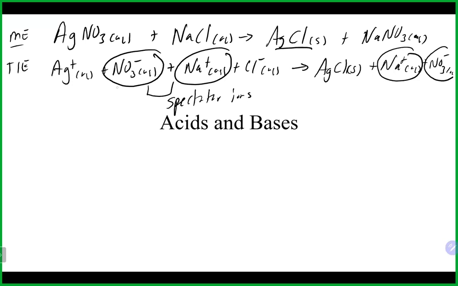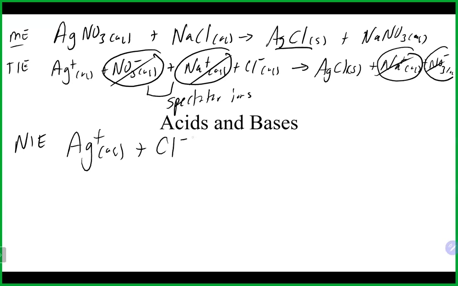And obviously we could cross these guys out, and that leaves us our net ionic equation, which in this case, as we talked about, is basically the silver ion from the silver nitrate finding the chloride ion from the sodium chloride, and those two come together based on solubility rules and make that solid precipitate that's happening in this reaction. And again, that is our net ionic equation.